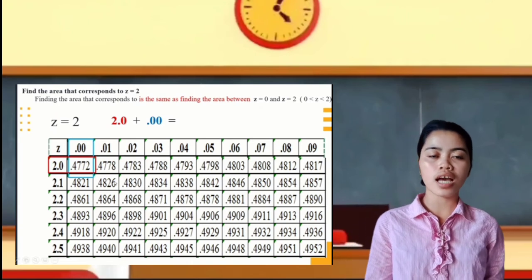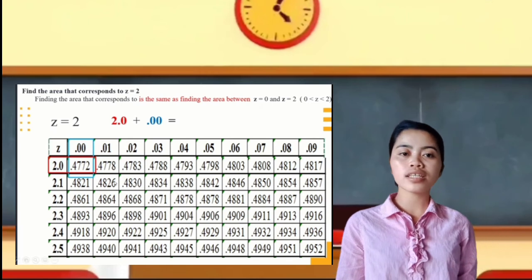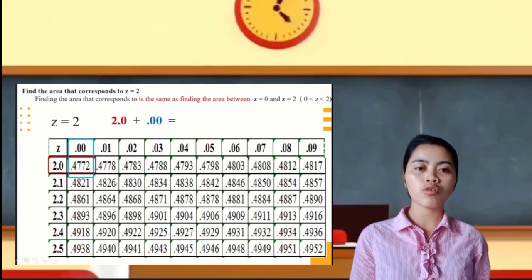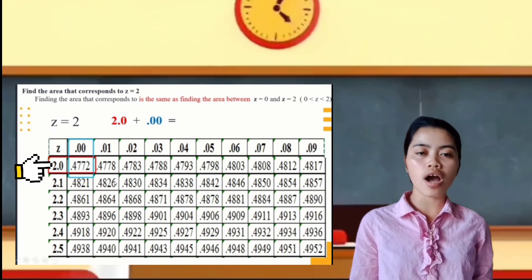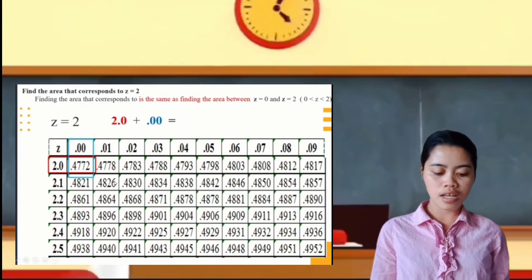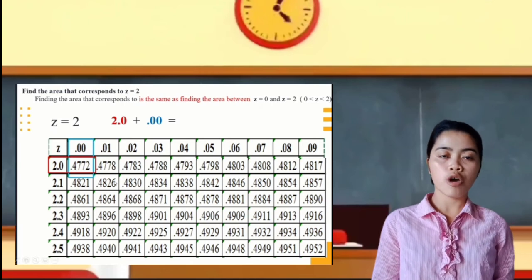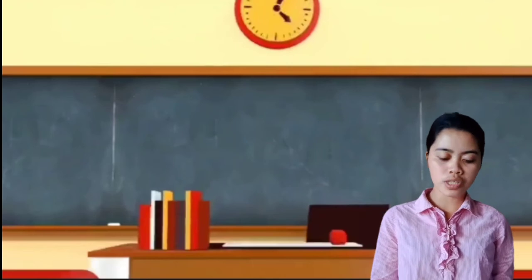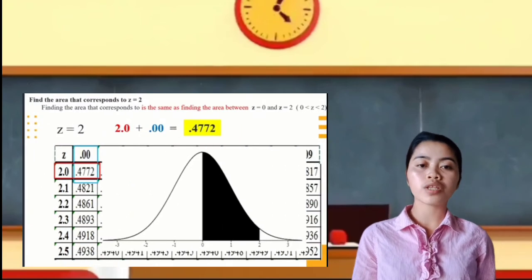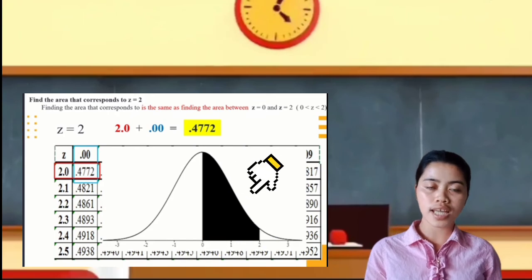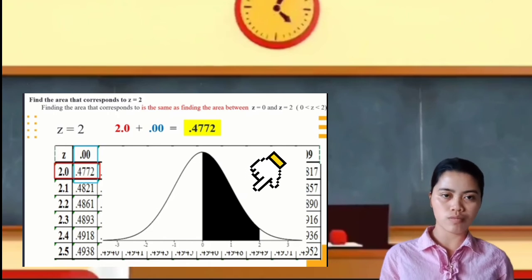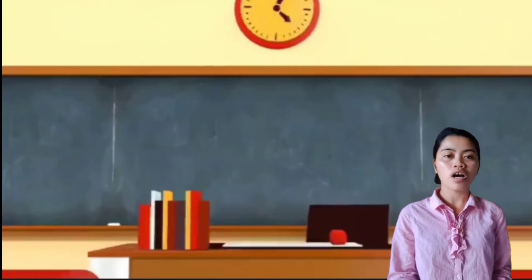The equivalent of z can be found in the left side's first column. We see 2.0, 2.1. But our given z has no decimal, so we choose 2.0. We then go to 0.00 because our given has no decimal. Their intersection is 0.4772. So that is the area that corresponds to z equals 2. You can see in the graph, between 0 and 2, the shaded part on the screen is the normal distribution area of 0.4772.